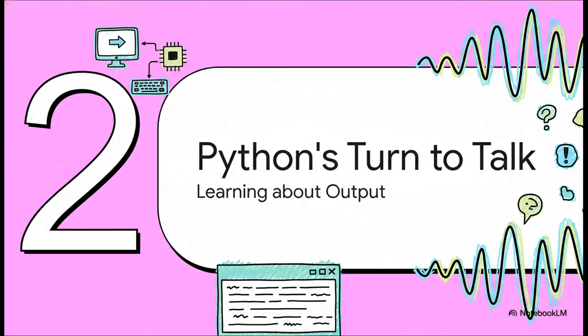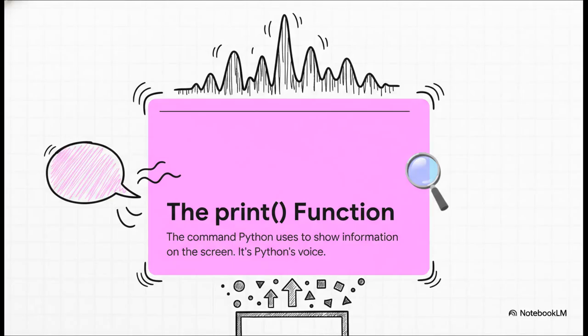So let's start with the computer's side of the chat. How does Python even speak to us in the first place? How does it show us anything? Well, it uses a command called the print function. The best way to think about this is that print is literally Python's voice.